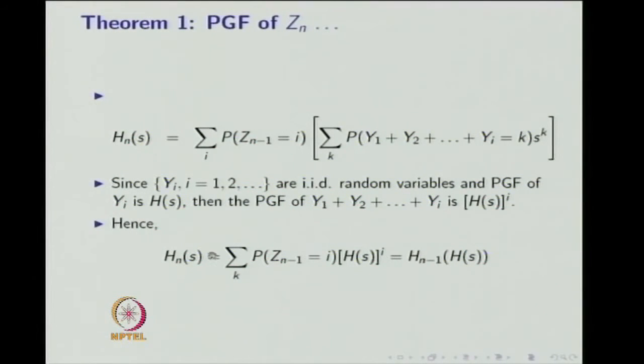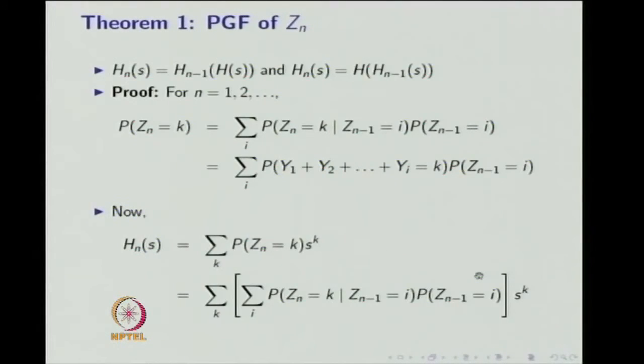Therefore, Hn of s is nothing but Hn minus 1 of H of s. So, the first part is proved. Hn of s is the same as Hn minus 1 of H of s. Now, we are going to prove the second part.